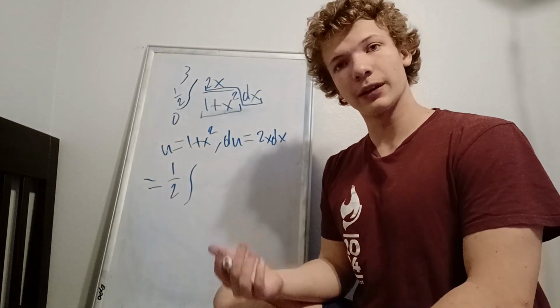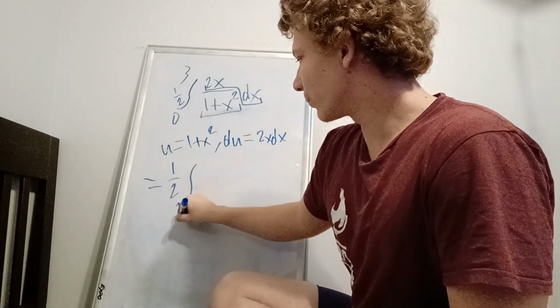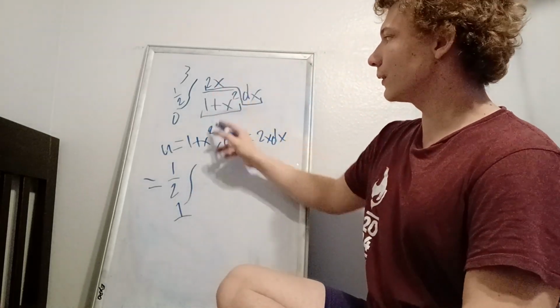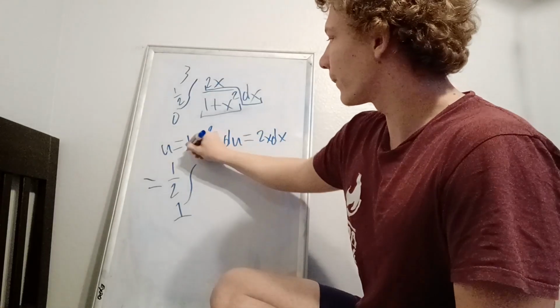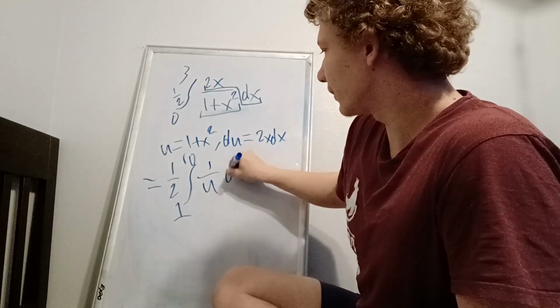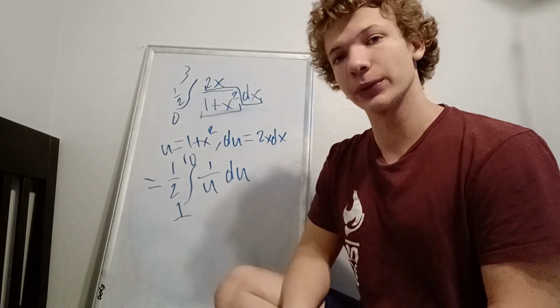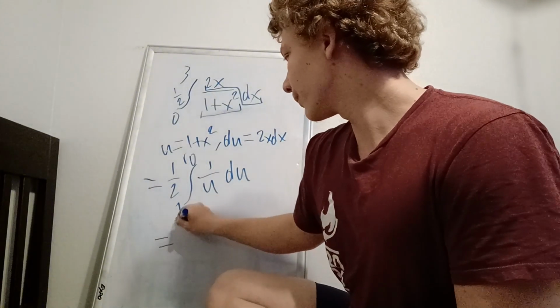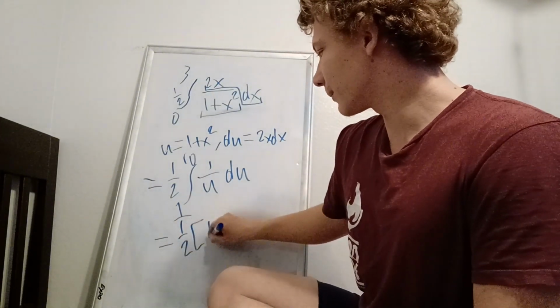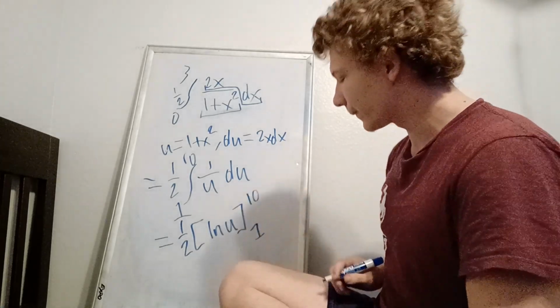Now we have to reparameterize. When x is 0, u is going to be equal to 1. When x is 3, 3 squared is 9, plus 1 is 10. And then this is the integral of 1 over u du. So the integral of 1 over u is, of course, the natural log of u. So we'll write that here, 1/2 times natural log of u, evaluated from 1 to 10.